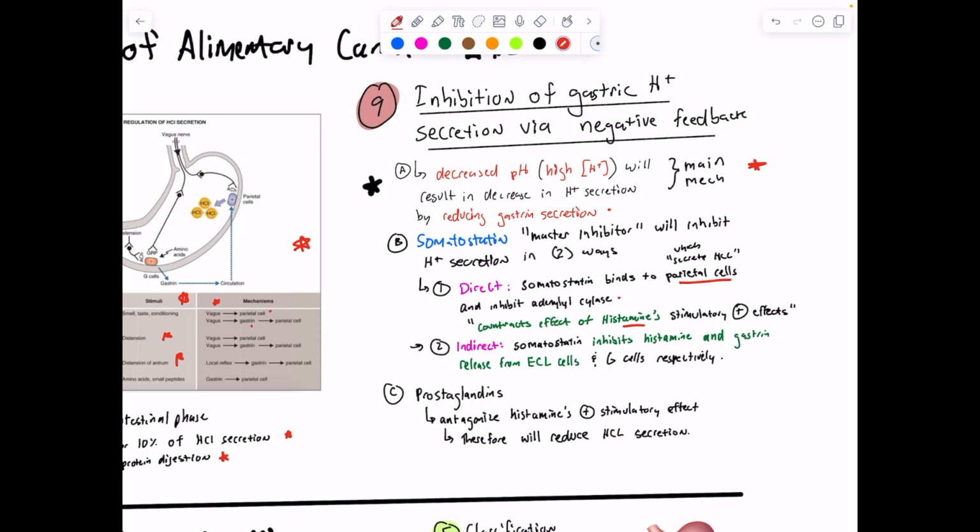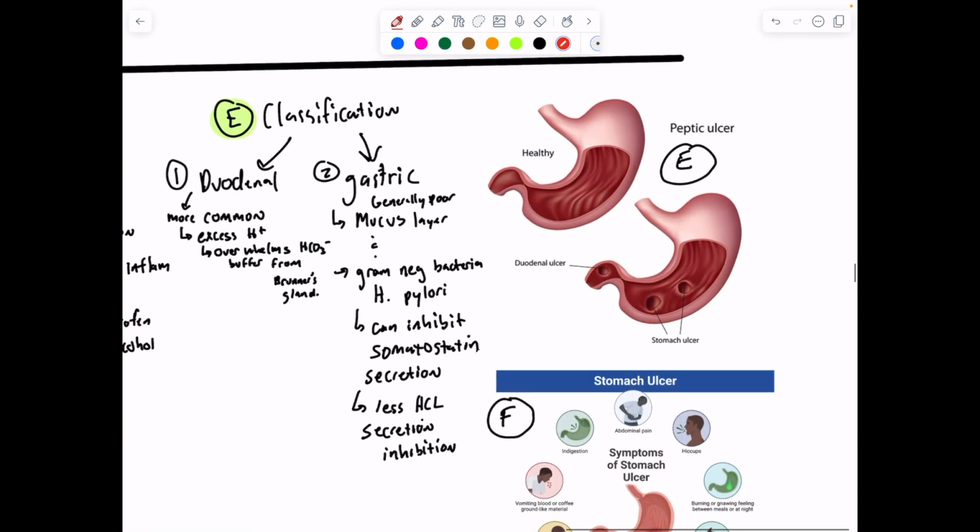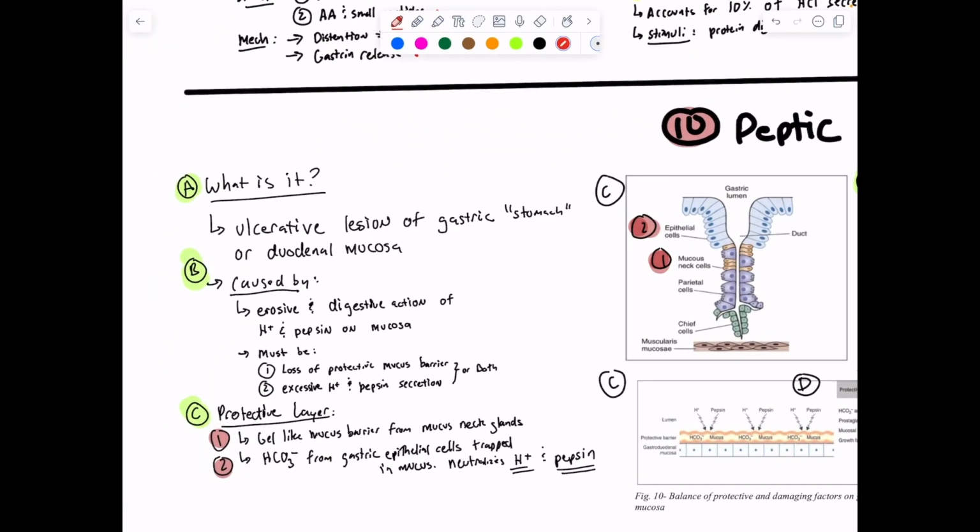And then our indirect mechanism is somatostatin is going to inhibit histamine and gastrin release from ECL cells and G cells respectively. And then finally you have prostaglandins, which are going to antagonize histamine's stimulatory effects and therefore reduce HCl secretion. Okay, finally we have our ulcers, which are not fun. We can see our ulcers right here. We see that the mucosa of the stomach has been eaten through. Yikes. So what are ulcers?